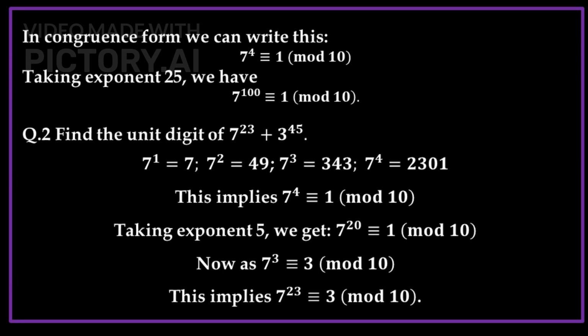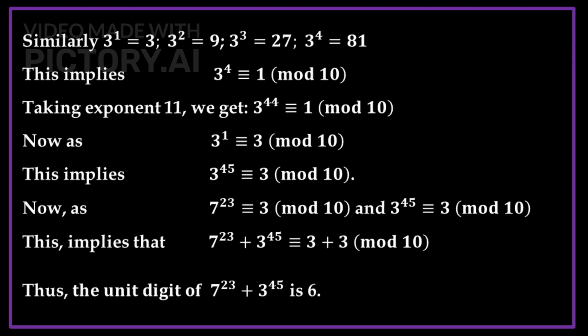Note 7 to the power 4 leaves a remainder 1 when divided by 10, and hence by taking the exponent 5, we get 7 to the power 20 will also leave a remainder 1 when divided by 10. Good. Now, as 7 to the power 3 gives a remainder 3 after dividing by 10, therefore by the multiplication operation in congruences we get 7 raised to the power 23 gives remainder 3 after dividing by 10.